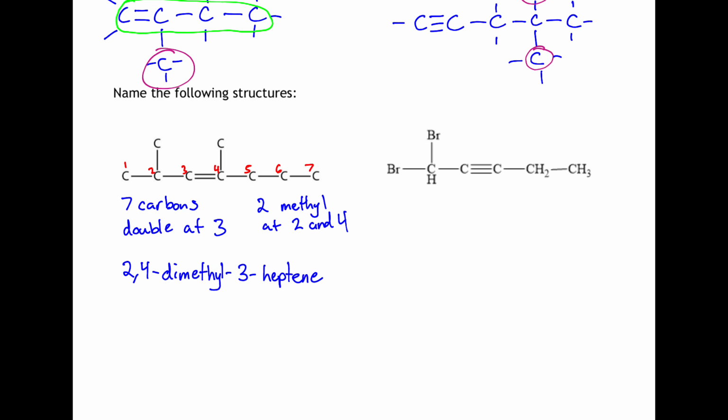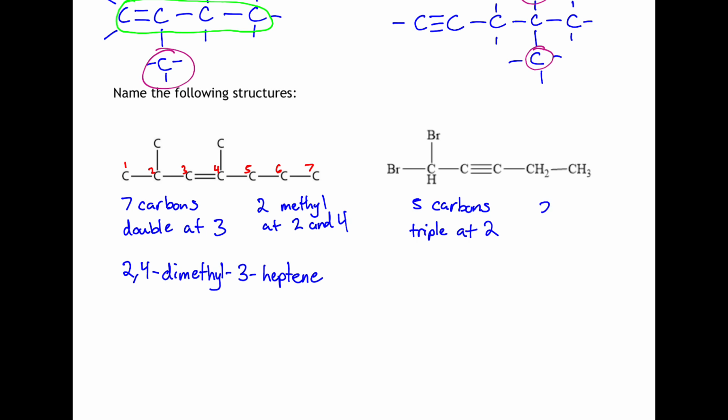What's my base chain? Okay, we're going to do our chain length first. 1, 2, 3, 4, 5. So we're going to have a 5 carbon chain. Draw. So 5 carbons. Triple at 2. So the triple's at 2 in this case, because that takes our priority.